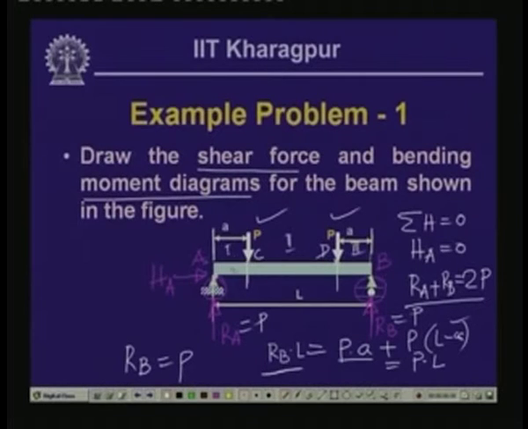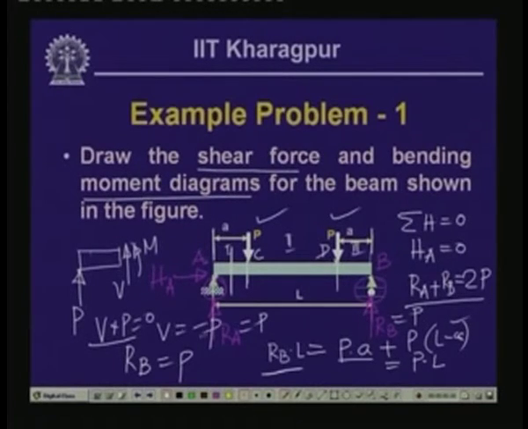Now, in the first segment, if we take a section and draw the free body diagram, we have the left part wherein we have the reactive force RA, which is equal to P, horizontal force is 0, and we do not have any other load on this part. At this cut we have a shear force V and a bending moment M. If we take the vertical equilibrium at any section, V plus P equals 0. This gives us the value of V as equal to minus P. So in segment 1, from the point A up to this particular point, everywhere the shear force is equal to minus P.